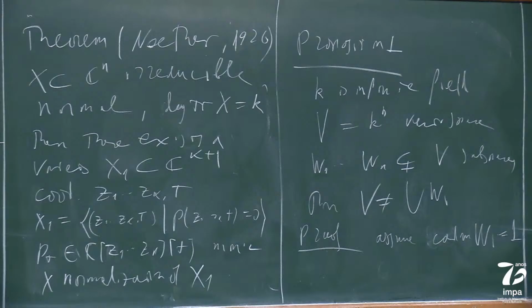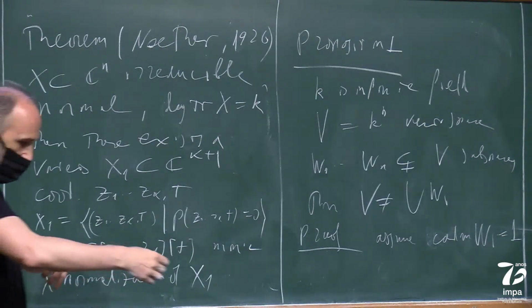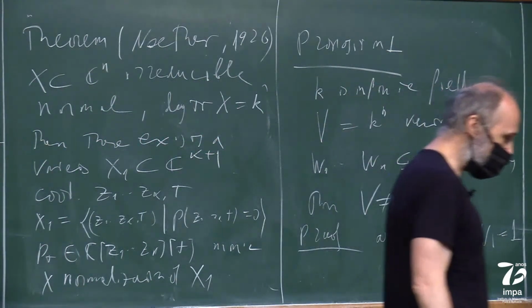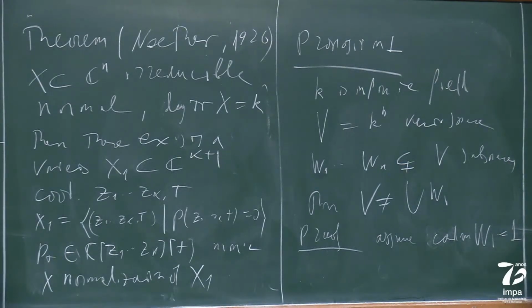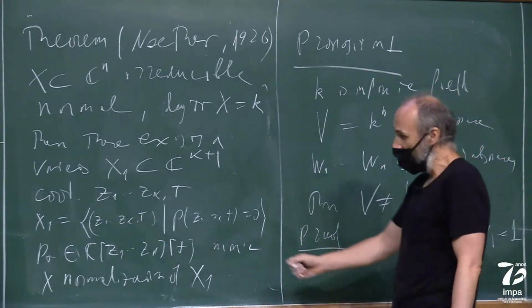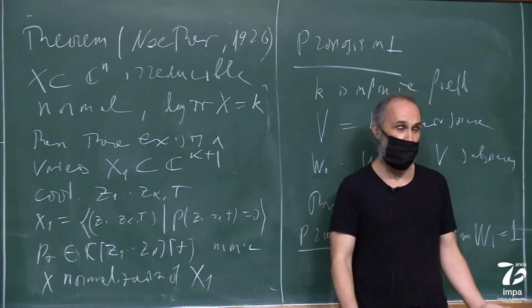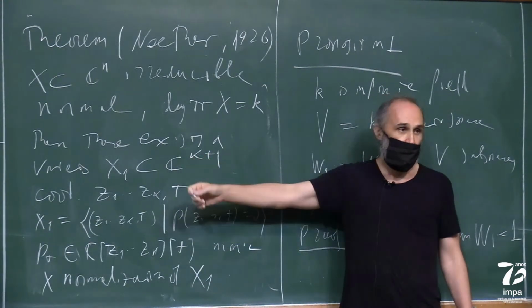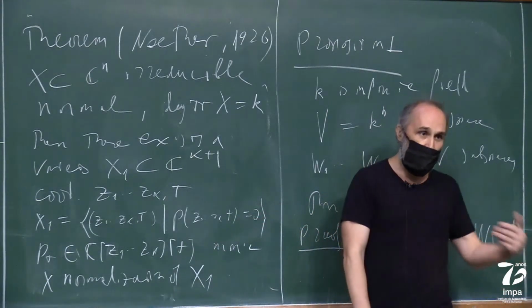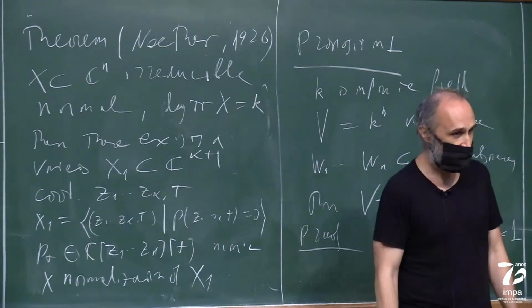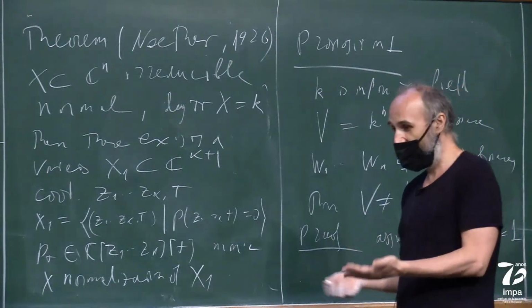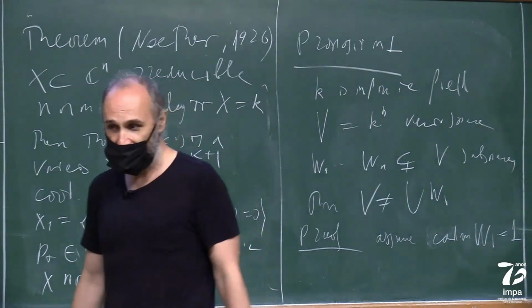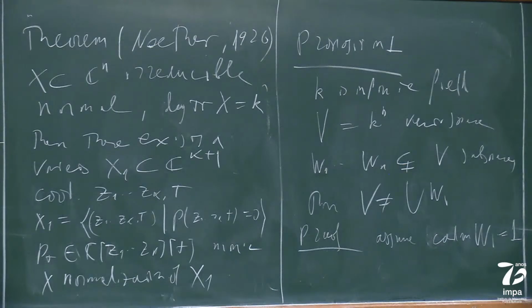So it's almost like you can describe any variety by a single equation, like a divisor in C^(k+1), with the exception that you have to pass to a normalization after this. So it's almost like uniformization of a variety, except that you need to do a normalization.